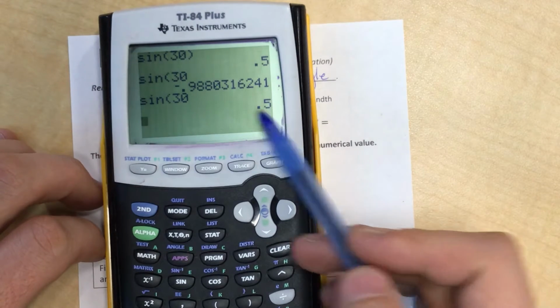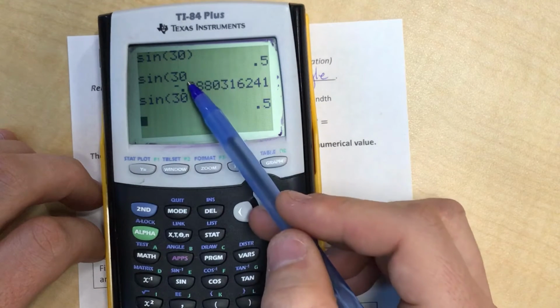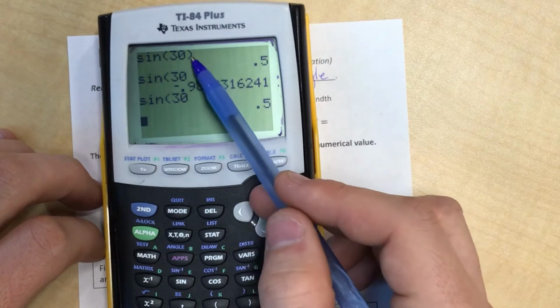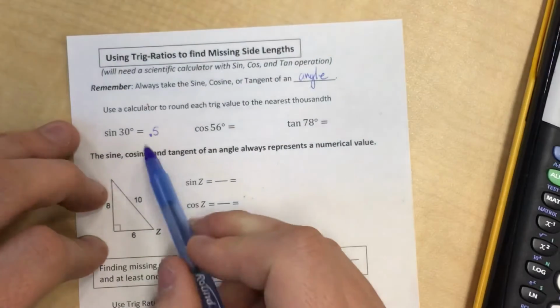Okay? So notice that earlier I closed the parentheses. This time I didn't close the parentheses. You don't really need to do it right now unless there's an operation afterwards. Then you need to close the parentheses. So sine of 30 is 0.5.